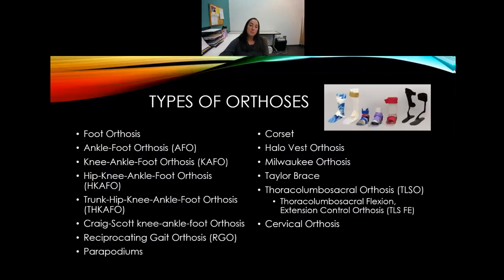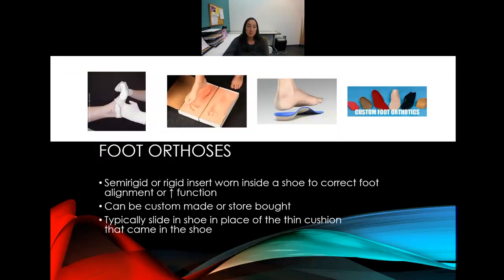These are all kinds of different types of orthoses, and we're going to go through them throughout the lecture. It's kind of a roadmap of what all we'll look at. With a foot orthosis, it's like an orthotic insert or insole, what a lot of people call those. It can be semi-rigid, it can be rigid, it can be inserted inside of a shoe, and it helps correct incorrect foot alignment and increase function. So it adds support and corrects the alignment.